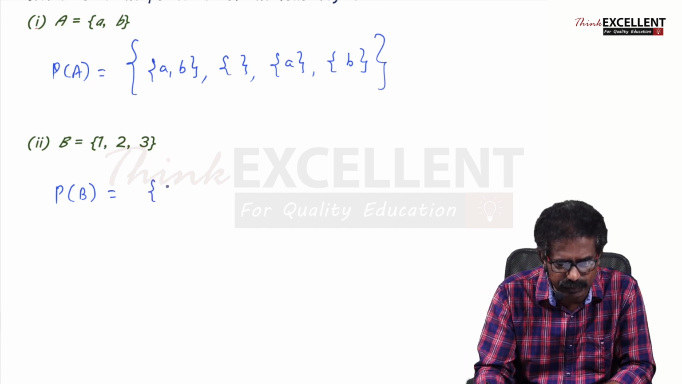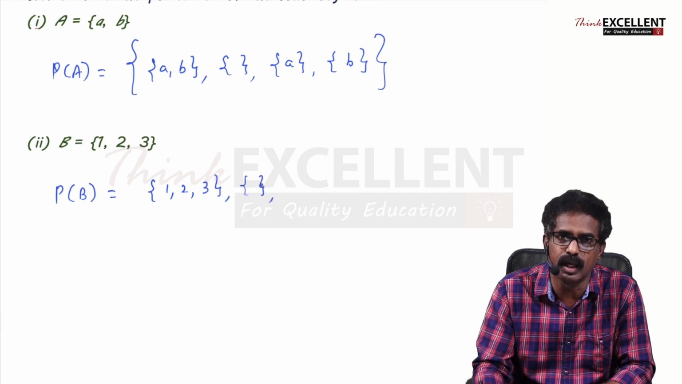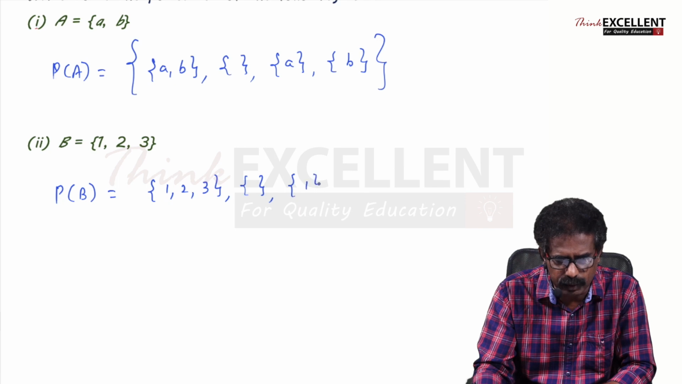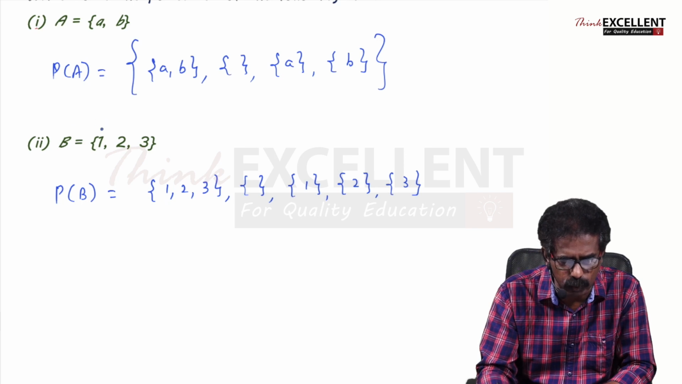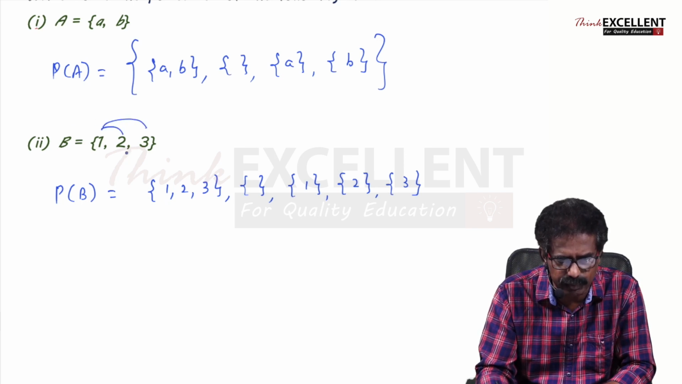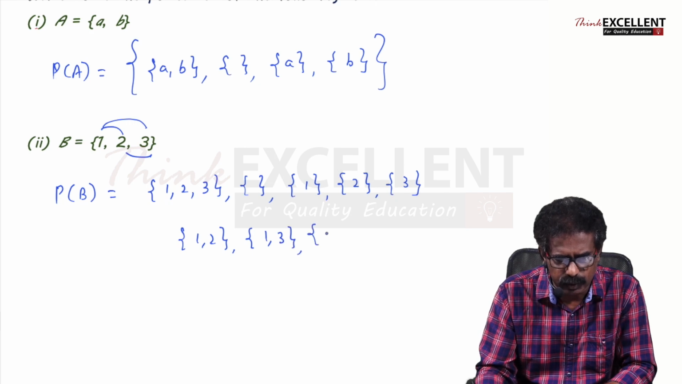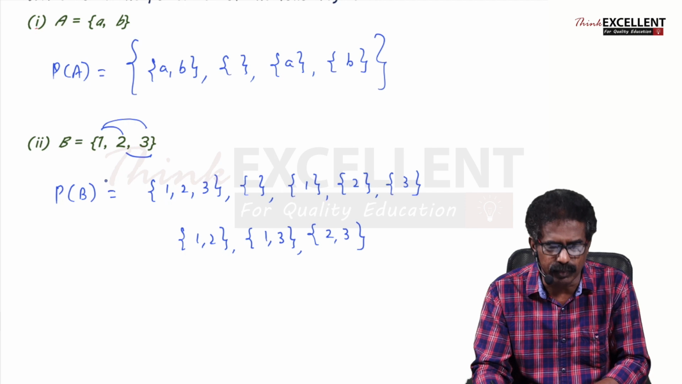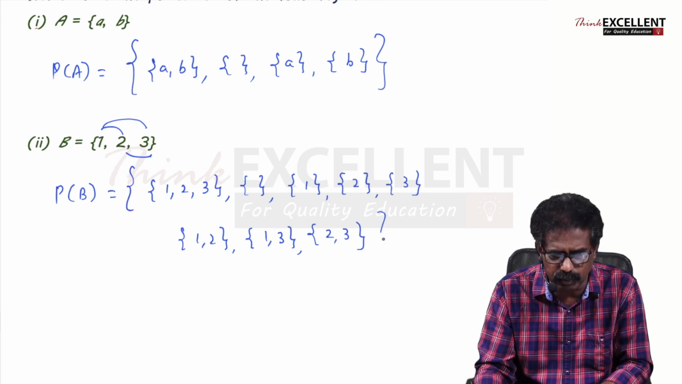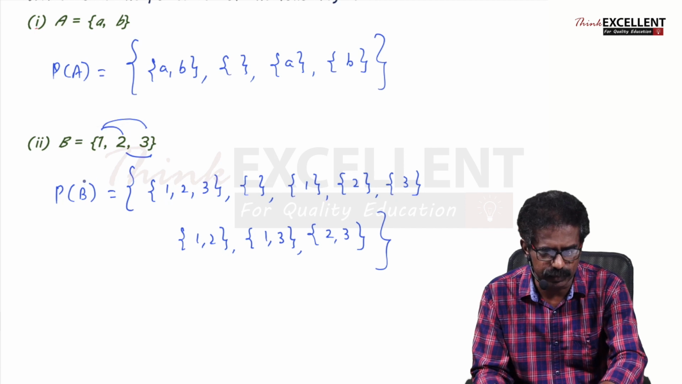So first one set itself, second empty set, 2 you got it. Take one at a time: 1, 2, 3. Now 2 at a time: 1, 2; 1, 3; then starting from 2, 2, 3, that's all. So what are the things you write? 1, 2; 1, 3; 2, 3. Check whether you're getting 8: 1, 2, 3, 4, 5, 6, 7, 8, right? So don't leave it. These are subsets. So set of subsets, everything you write inside a set.